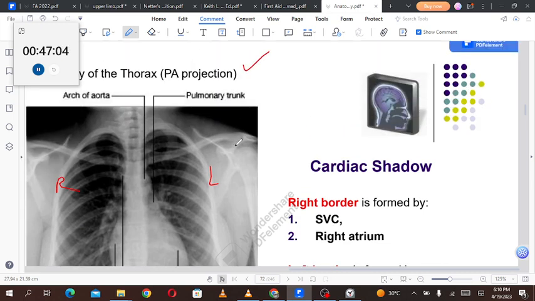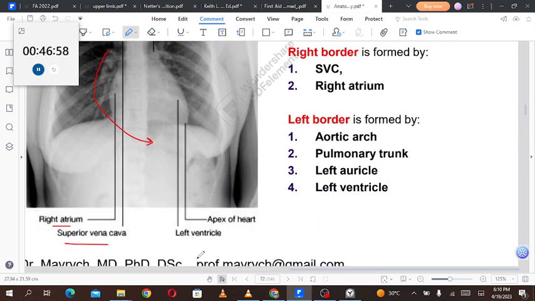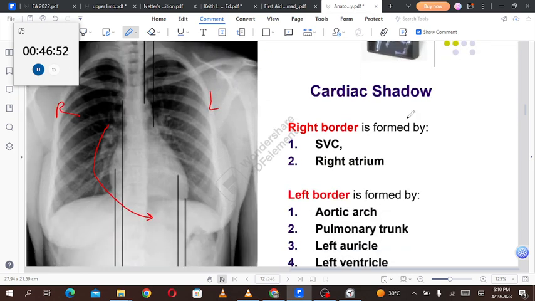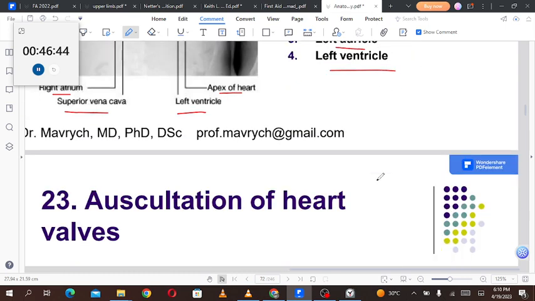On the left side, moving from below upwards, we find the left ventricle first, then the apex of the heart. Then we come across the pulmonary trunk, and then the arch of the aorta will also be seen. So the right border is formed by the superior vena cava and right atrium, while the left border is formed by the aortic arch, pulmonary trunk, left auricle, and the left ventricle.